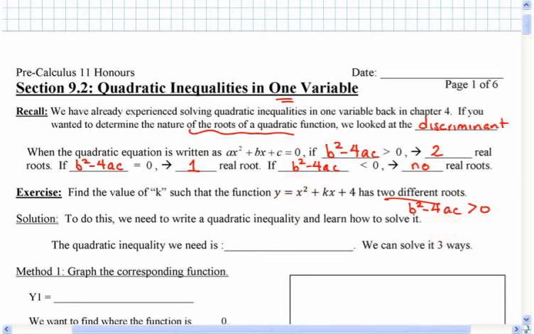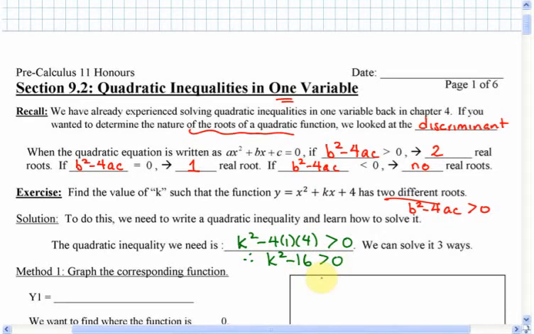Okay, what's b in this example here? If I look at this function, k, so it's k squared minus 4. A is just the number 1, and c is, in this case, 4. So we want this to be greater than 0. I will write this a little bit nicer. k squared minus 16 is greater than, not bigger or equal, just greater than 0.